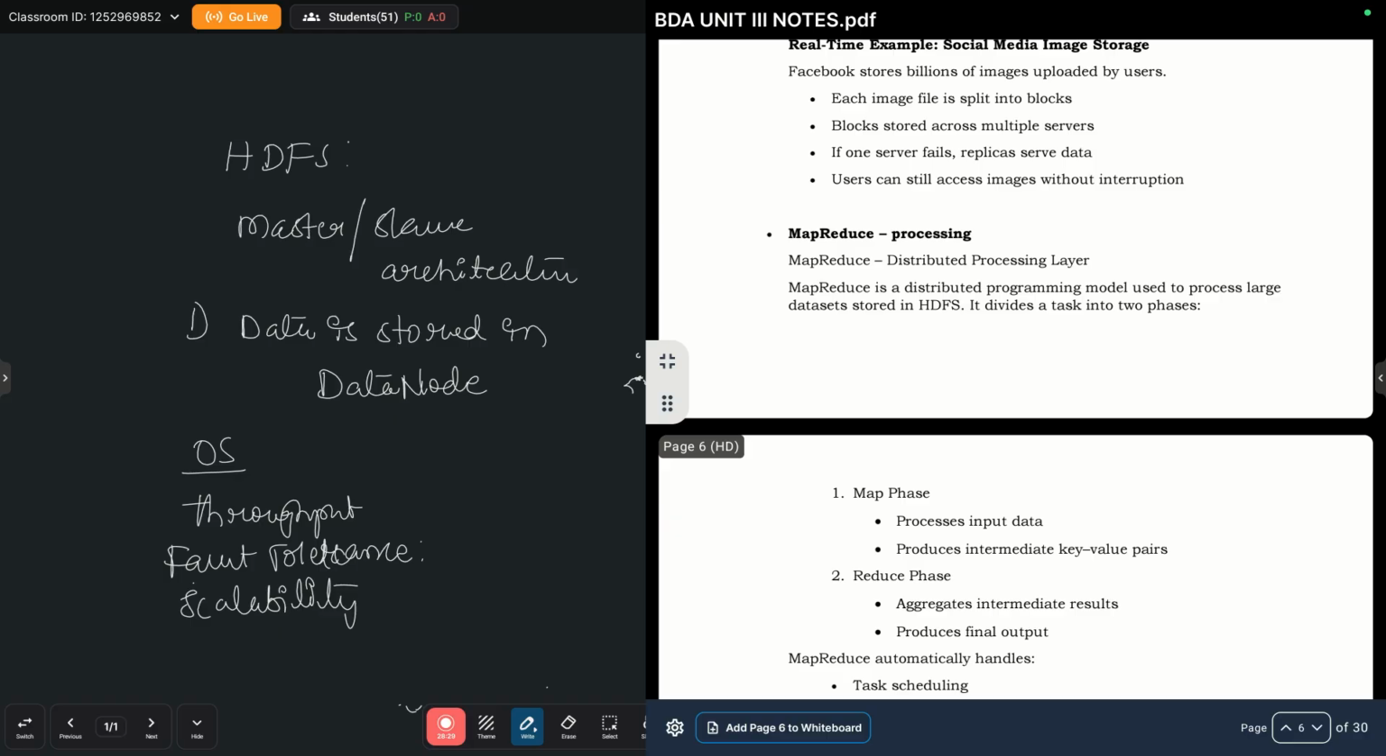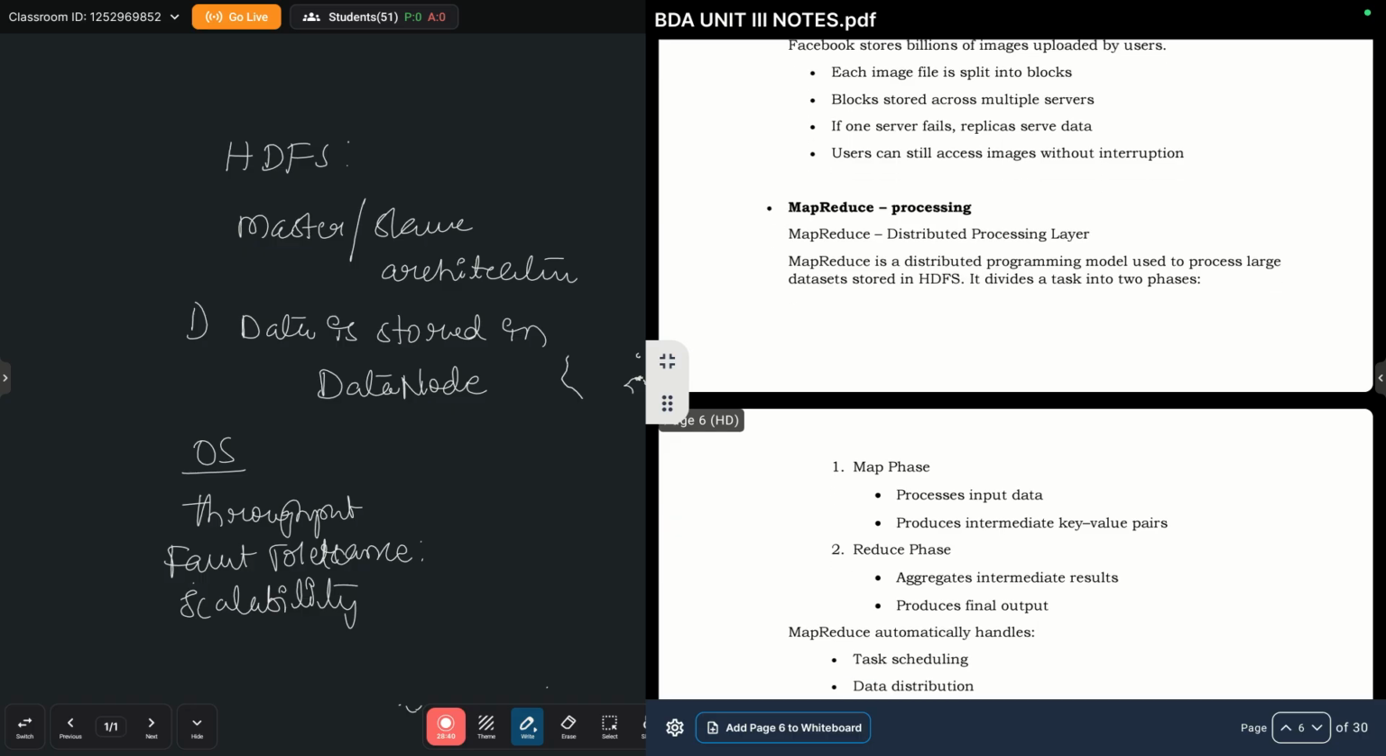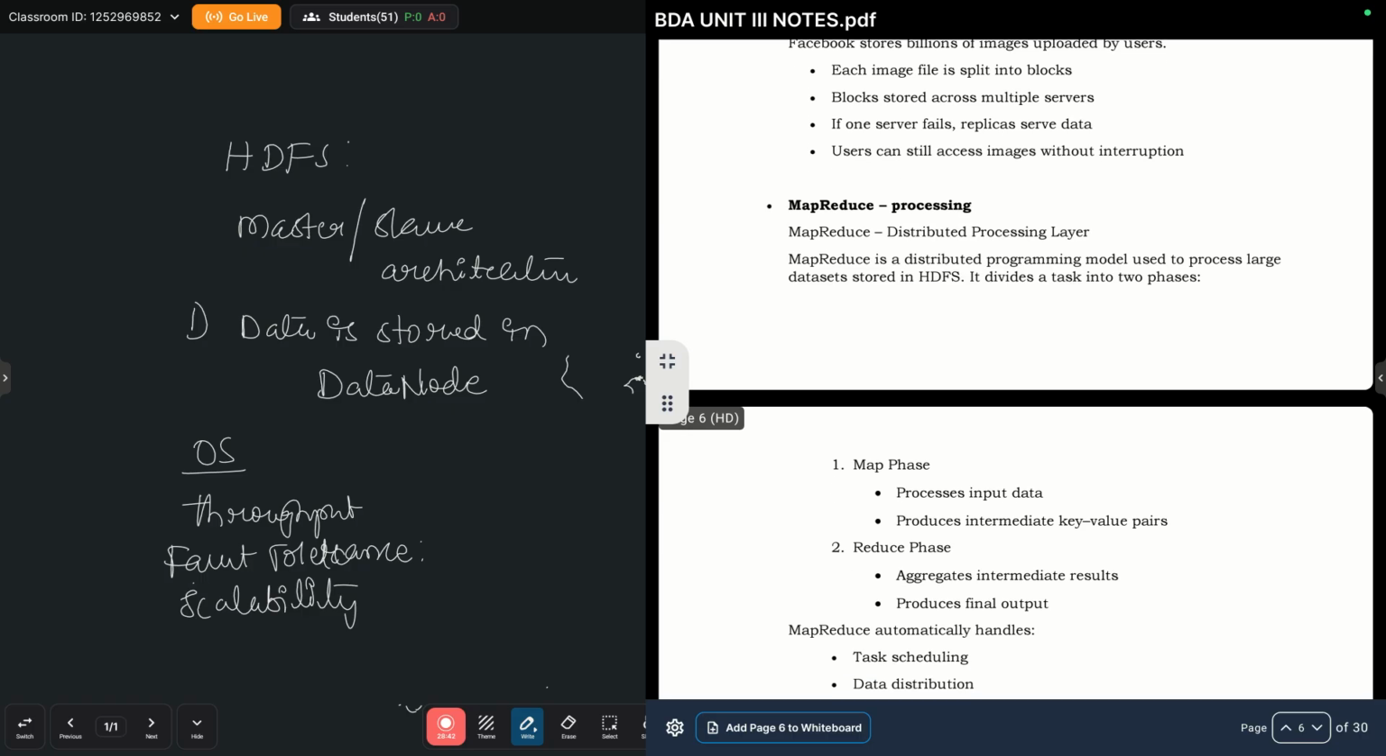Next module is MapReduce. MapReduce is the data processing purpose. Next module is Yarn. Yarn is nothing but resource allocation and job scheduling purpose. So we are going to use Yarn for job scheduling.